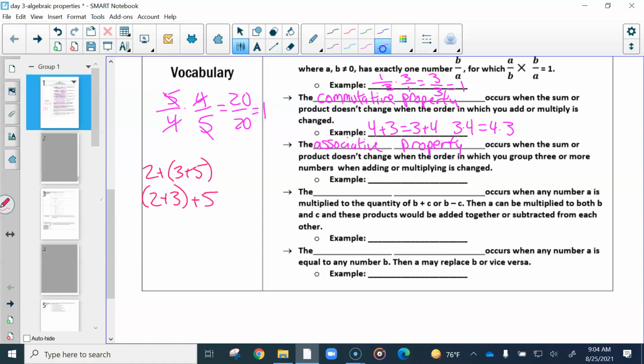Or if I do this with multiplication, 2 times 3 times 5, and then I change the grouping to 2 times 3 times 5 on the outside, that is another example of associative property.